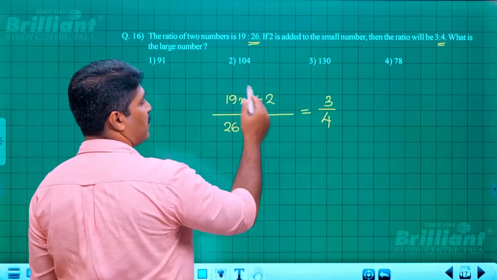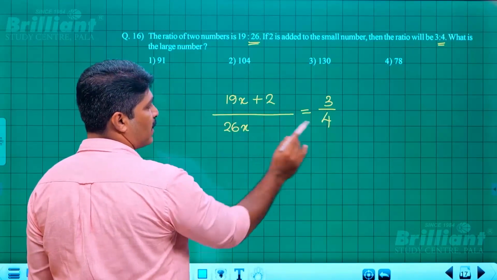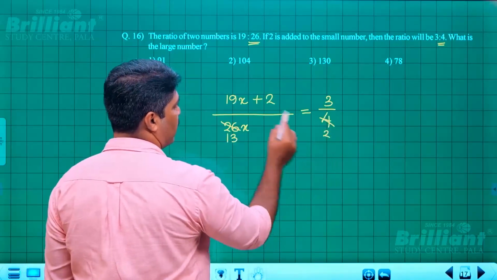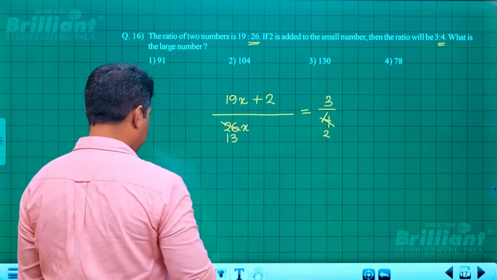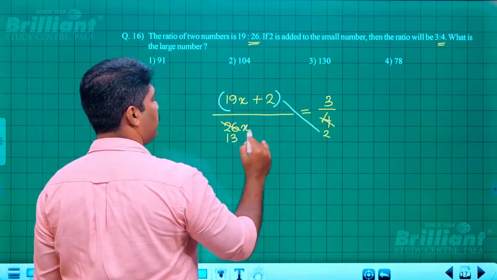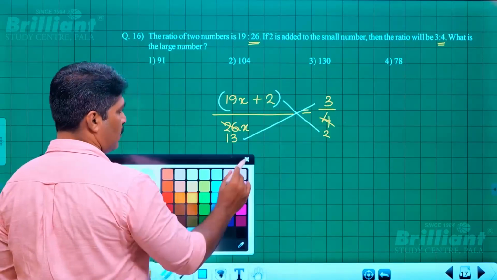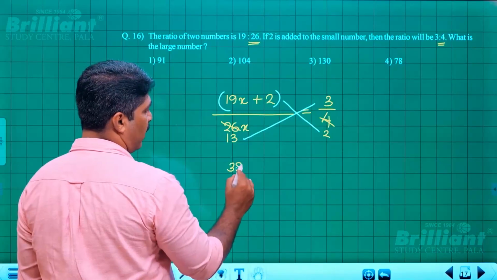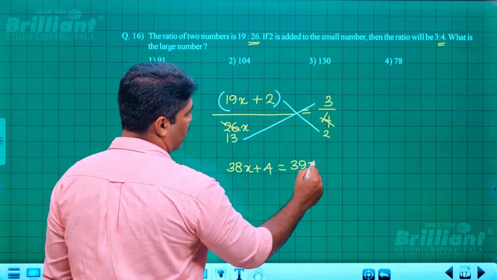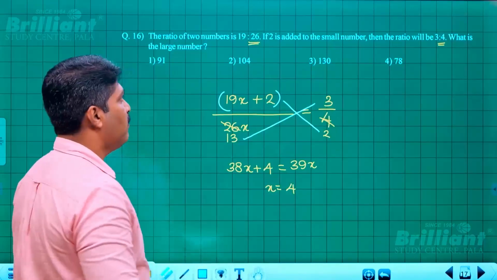So we just simplify this one. Here we know that for the common term, this 26 and 4, we can cancel it with the 2. Then cross multiply it. While doing the cross multiplication, this is multiplied by 2 and these are multiplied here. Got it? Simplifying this one, that is 38x plus 4, so that is 39x. So what you will get? x equal to 4.